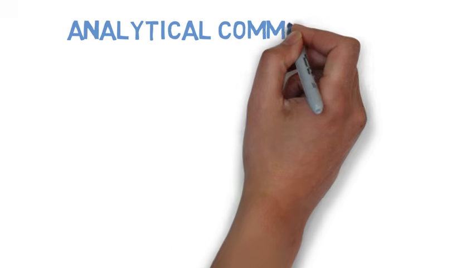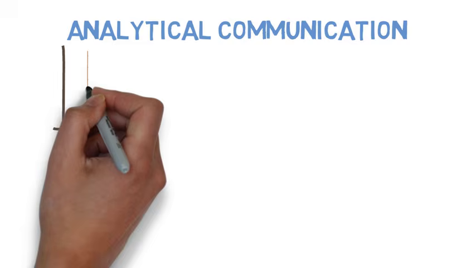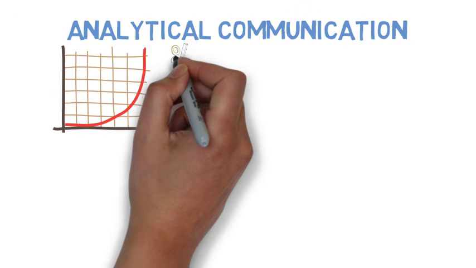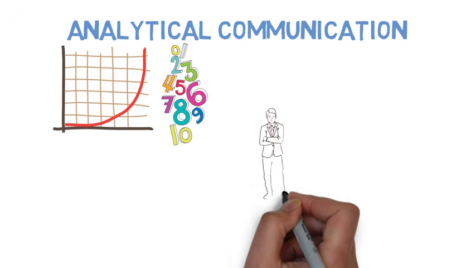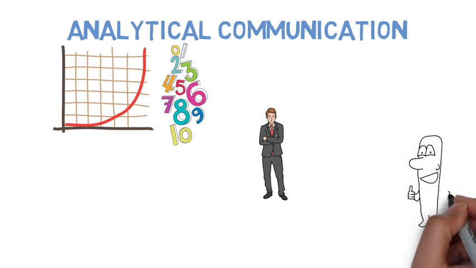The first style of communication is known as analytical communication. Analytical communicators generally like hard data and tend to be a little suspicious of people who don't have real numbers to back up their statements.